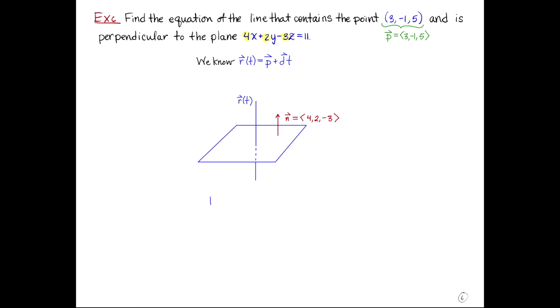Notice that the direction vector of our line is parallel to the normal vector of the plane, which means that we can choose our direction vector to be equal to the normal vector. Subbing that into the equation of our line, we have that r of t is equal to the point 3, negative 1, 5, plus the direction vector 4, 2, negative 3, times t.